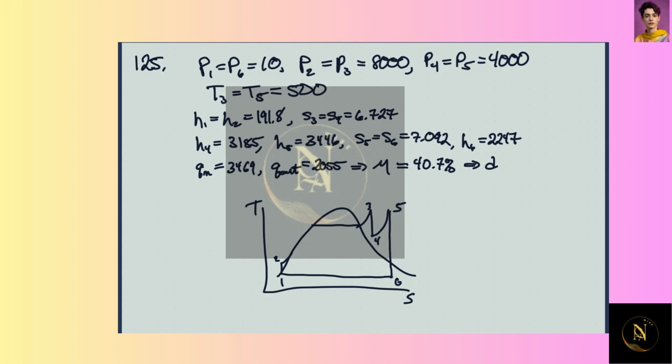And then we know the efficiency is 1 minus Q out over Q in. Plugging values in, we get 40.7%, and they give us an answer of, let's see, 41%, which is close. So answer D is the correct one.